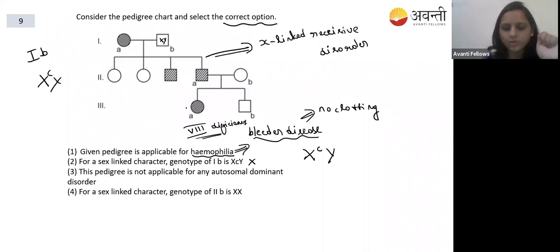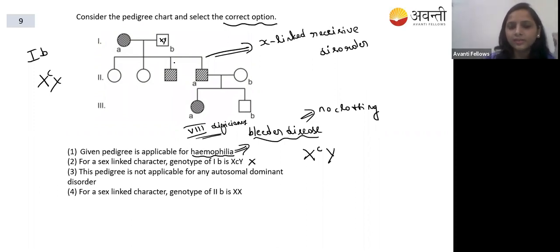Okay, I think you understood, right? There is no carrier in the male. Male will be affected, right? So option 2 is wrong. Okay, fine. Then coming to option 3, this pedigree is not applicable for any autosomal dominant disorder. It will be applicable.